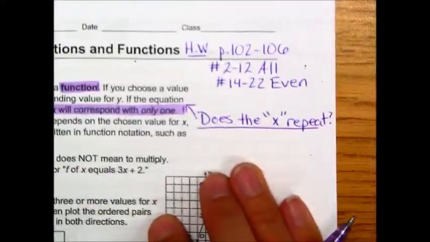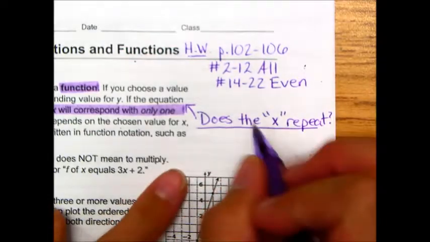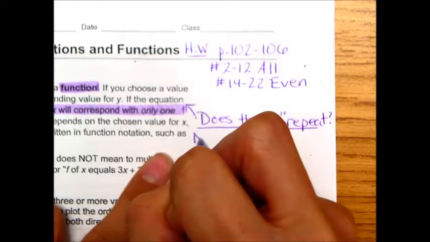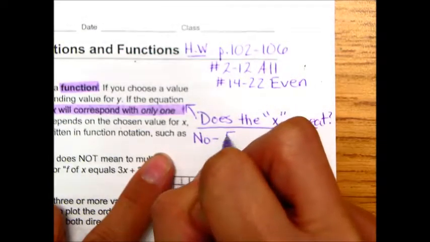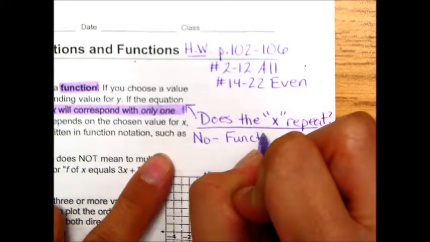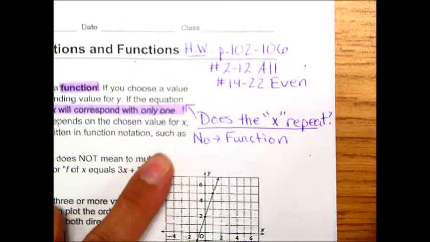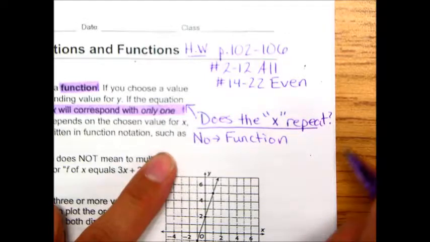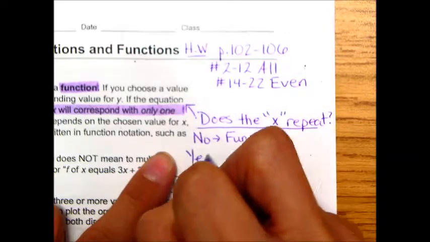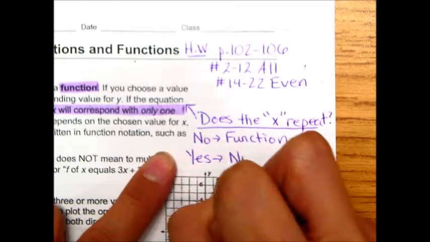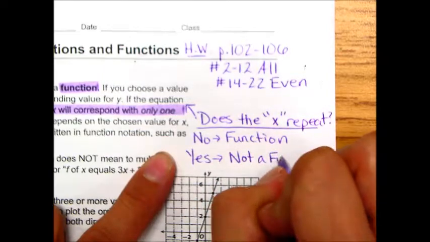We're going to make a little chart of our answers here. If we ask that question and we say, oh, no, the x does not repeat, then we have a function. If we ask ourselves the question, does the x repeat, and we say, yes, the x does repeat, then what we're looking at is not a function.